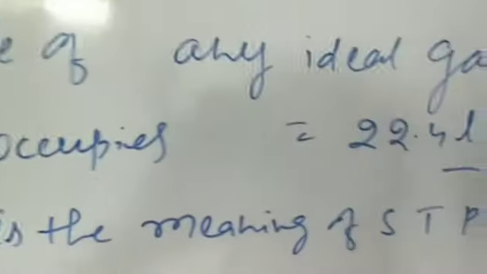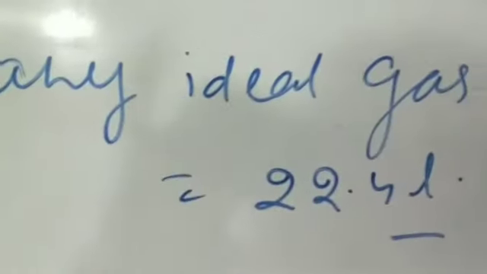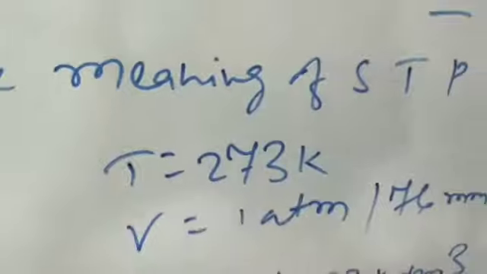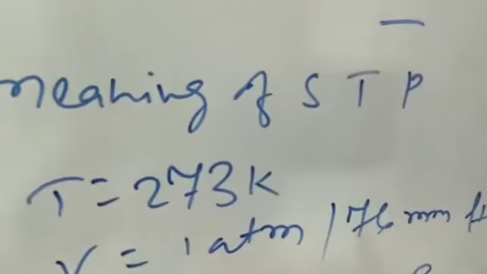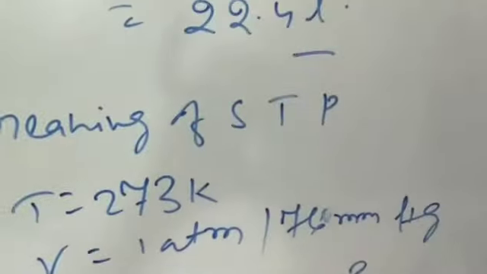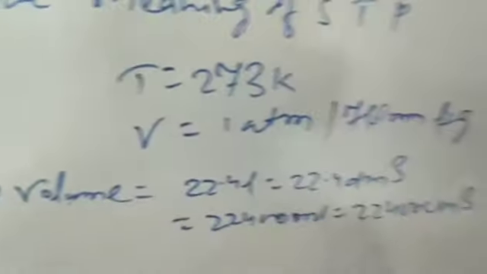1 mole of any ideal gas at STP occupies 22.4 liter. What is the meaning of STP? Actually, STP means temperature 273 Kelvin and pressure 1 atm, that is 760 mm Hg. Actually 760 mm Hg, not 76 mm Hg. 1 atm pressure is equal to 760 mm Hg. You mention it, 760 mm Hg.